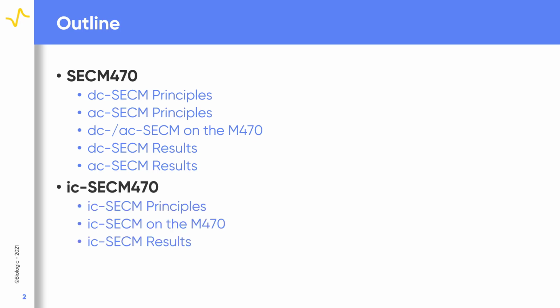In the second part, we will focus on the ic-SECM 470, the constant distance module of the instrument. The ic-SECM 470 module can be used with both DC and ac-SECM. We'll cover the principles of this technique, how it is implemented on the M470, and the results which can be obtained by measuring the test sample with ic-SECM.